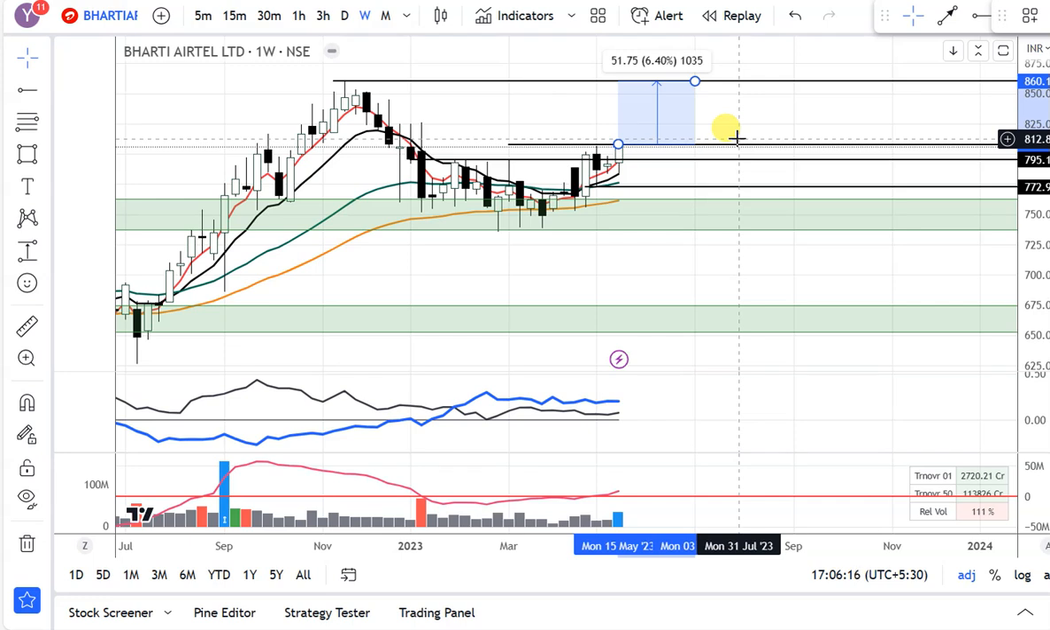But in this phenomena of what we are doing together right now, we are not going to go beyond that. We are going to find out the immediate possible reach levels and where there is a possibility of strength and weakness coming. So in Bharti Airtel, what I see is the strength can come near 810 rupees, weakness below 770, and it has a potential to reach 860 rupees. So Bharti Airtel, you should keep it in mind.